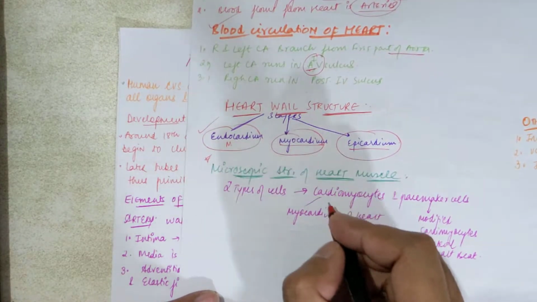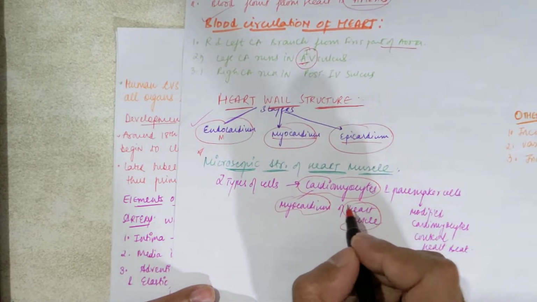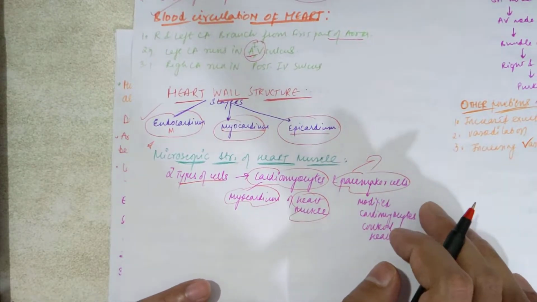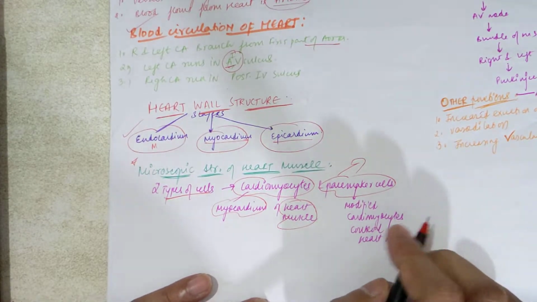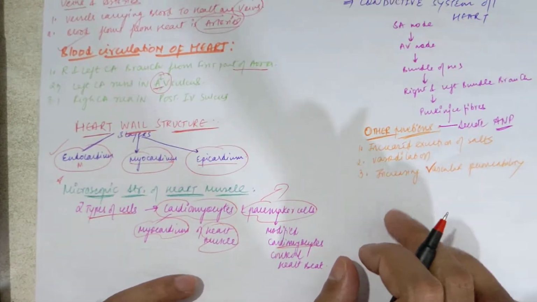If we look under a microscope, we will see cardiomyocytes, which are the heart muscle cells of the myocardium, and pacemaker cells, which are stimulatory cells for the conduction of impulses. They are modified cardiomyocytes, which control your heartbeat.